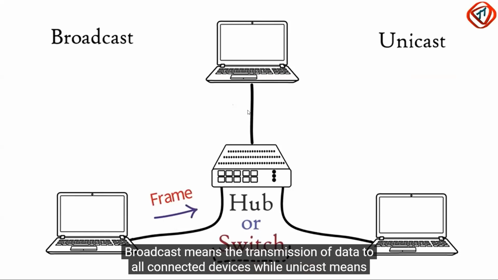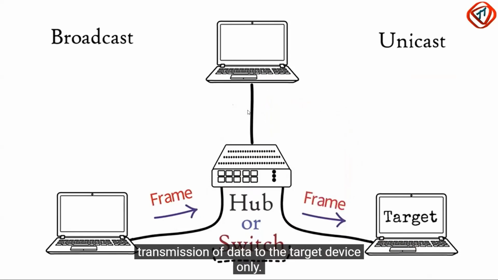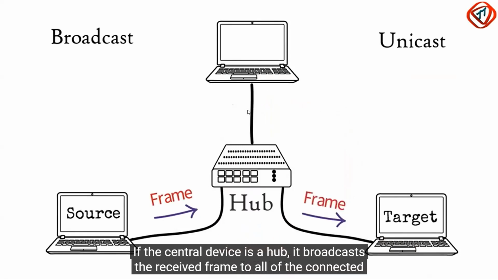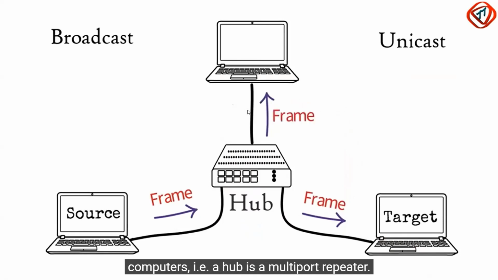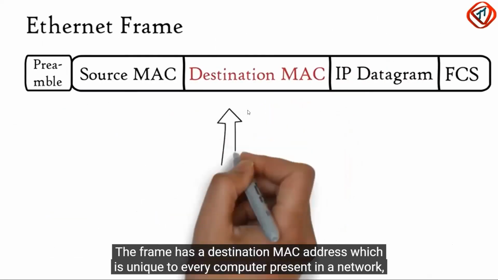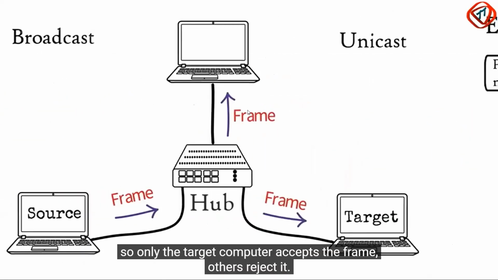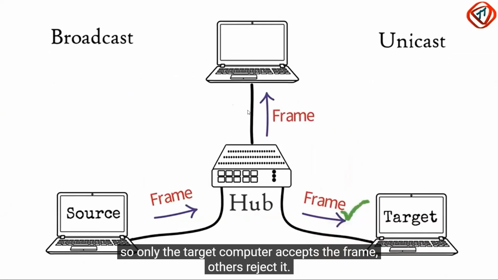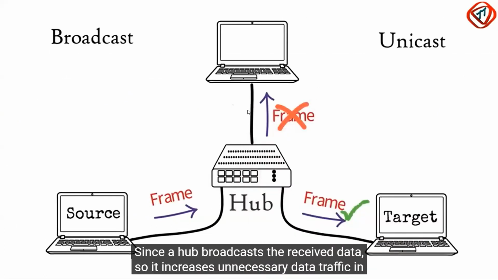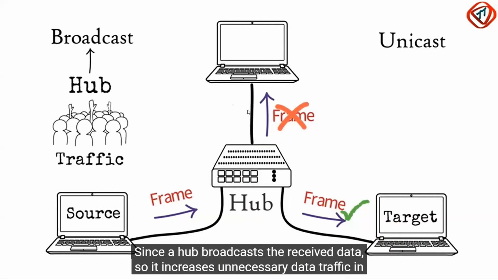Broadcast means the transmission of data to all connected devices, while unicast means transmission of data to the target device only. If the central device is a hub, it broadcasts the received frame to all the connected computers. That is, a hub is a multi-port repeater. The frame has a destination MAC address, which is unique to every computer present in a network. So only the target computer accepts the frame, others reject it. Since a hub broadcasts the received frame, it increases unnecessary data traffic in the network.